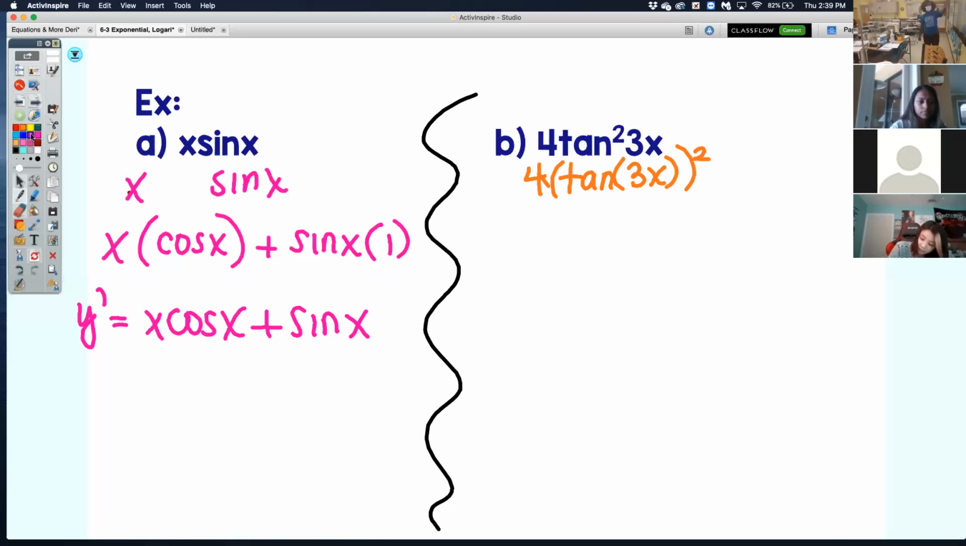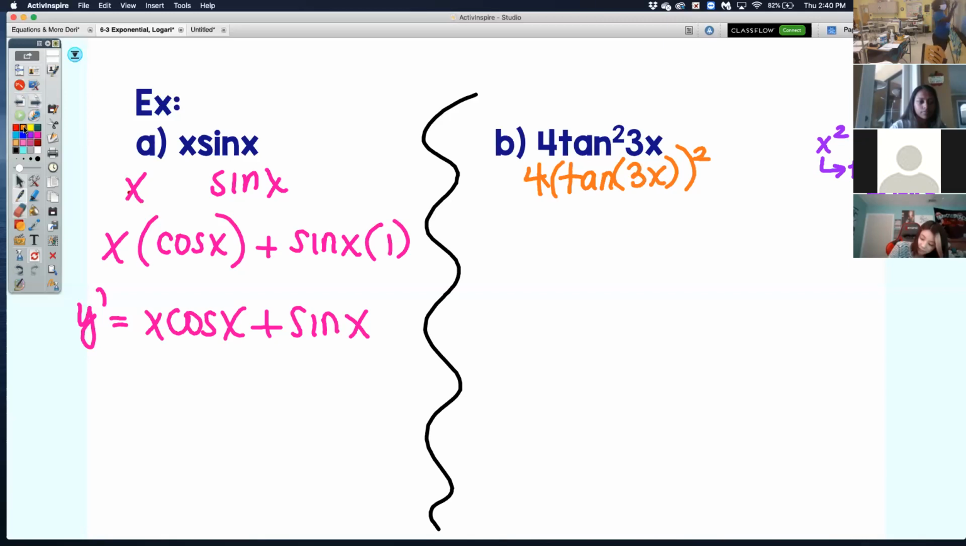You have your very outside function, which is the x squared. Then you have the inside for that, which is tangent 3x. But then within tangent 3x, you again have an outside function, which is tangent x, and then you have your inside function, which is 3x. So this is an example of a chain within a chain, because you basically have a function within a function within a function.